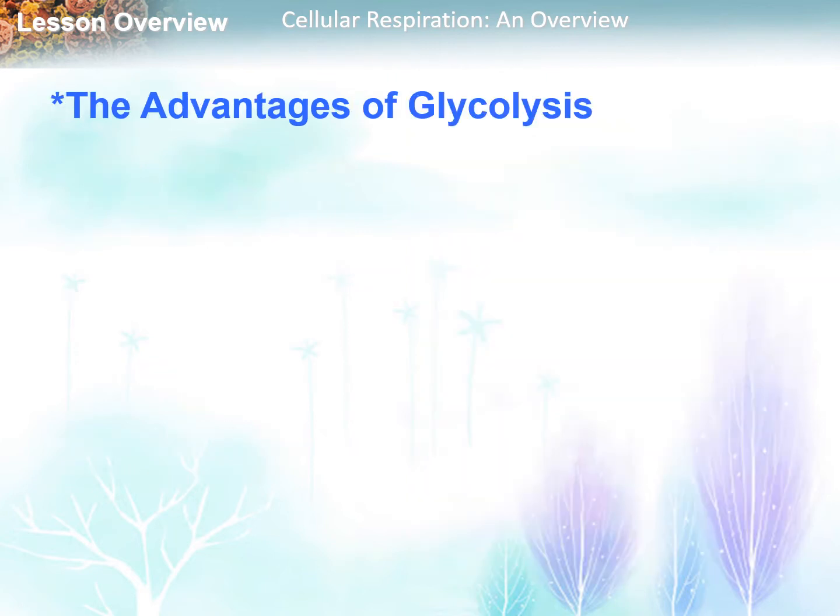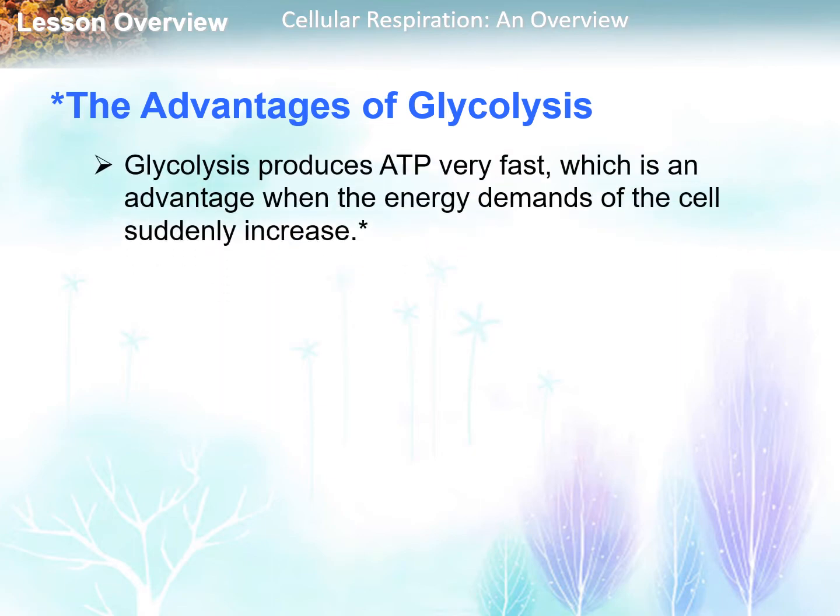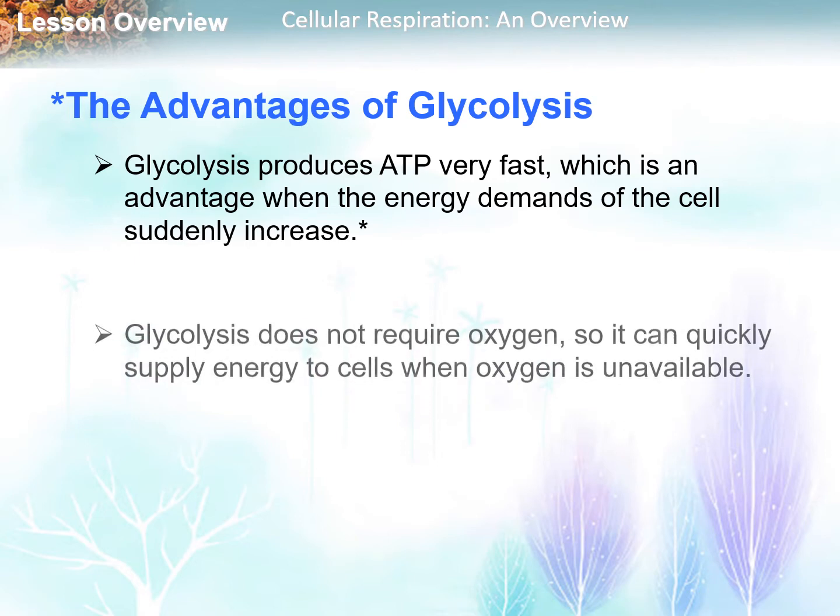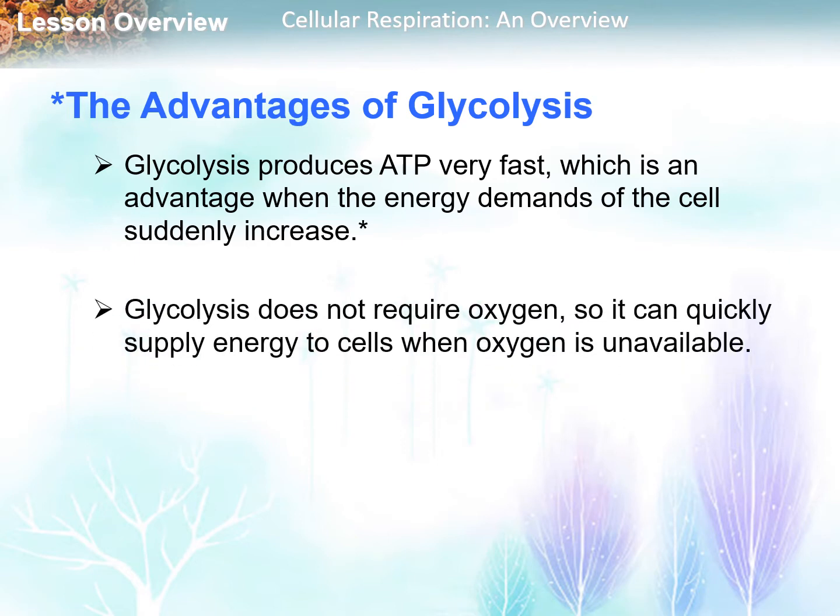So what are the advantages of glycolysis? Glycolysis produces ATP very fast, which is an advantage when the energy demands of the cell suddenly increase. Glycolysis does not require oxygen, so it can quickly supply energy to cells when oxygen is unavailable. So glycolysis is an anaerobic type of respiration, and we all know that when we say anaerobic, that means it does not require oxygen in this process.